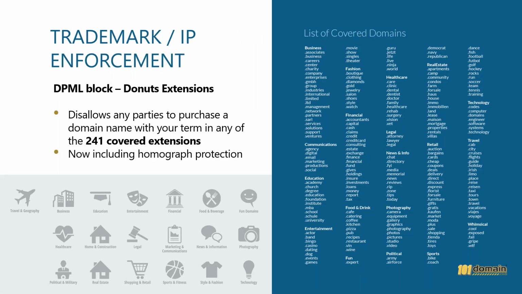And with that said, just in case you don't know, there is a way to block those terms in a Donuts block, a DPML block. Donuts is the registry that has released 241 different extensions right now, which you can see on the right. They do include a block that you can purchase for your brand or your client's brand. And now they do include that homograph protection, so you don't even have to worry about registering those names. If you are interested in the block and it works for you, they're automatically covered. So something to think about there.